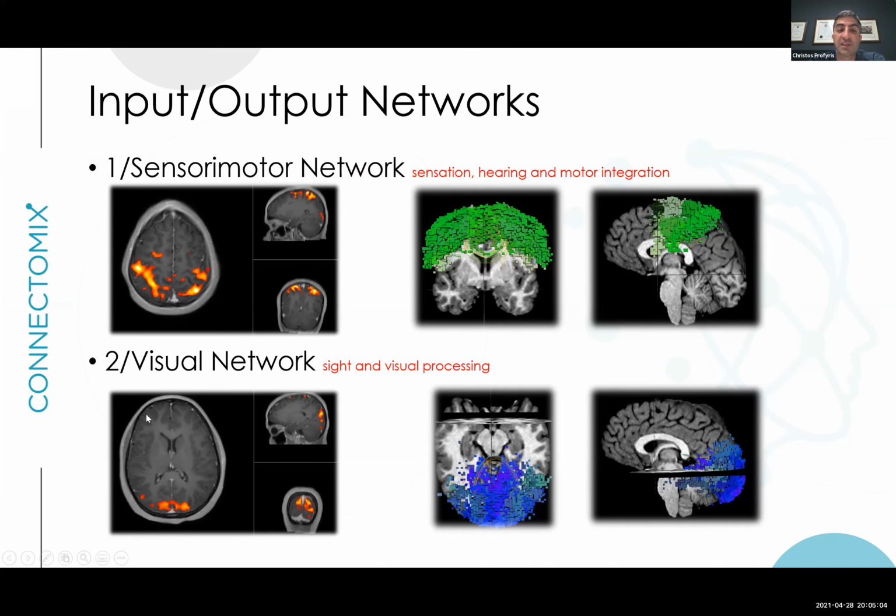The visual network, we said, was the largest network with 52 parcellations, which is in keeping with our heavy reliance on vision as human beings. And its role is visual processing. And this is, as you would expect, in the visual areas, the occipital lobe. And we'll go into some more detail later on.